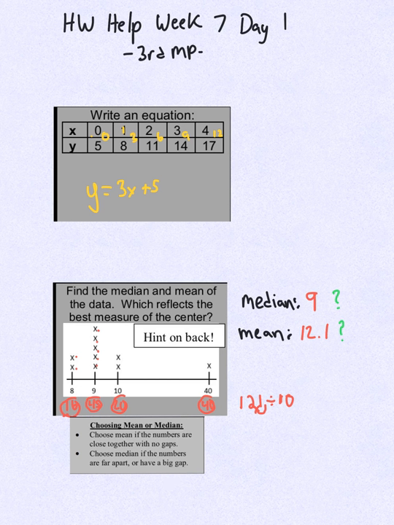So if you look at this here, there's a big gap between 40 and 10. So that means you would choose median as the best measure of center. So I'm going to circle median to show that that's the best measure of center.